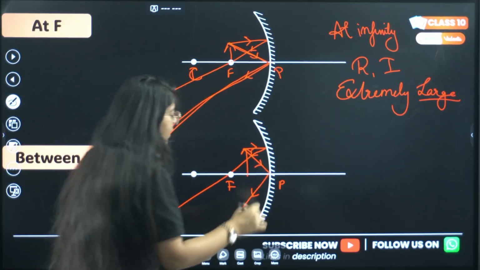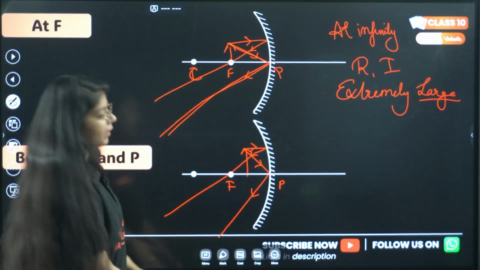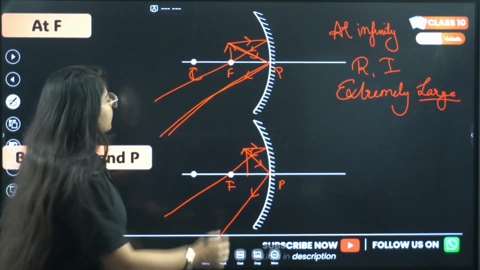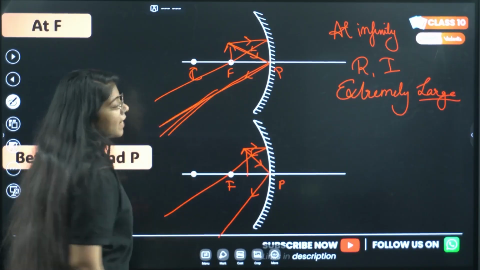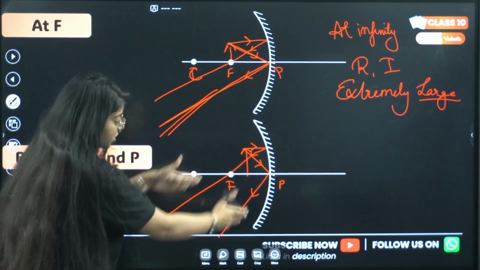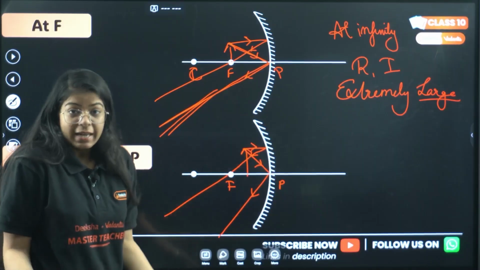But see one thing, these rays are getting apart. The distance between them is increasing. Here the distance remained the same. That's why we said that the image will be at infinity. But here the distance is increasing, so these rays will never converge.